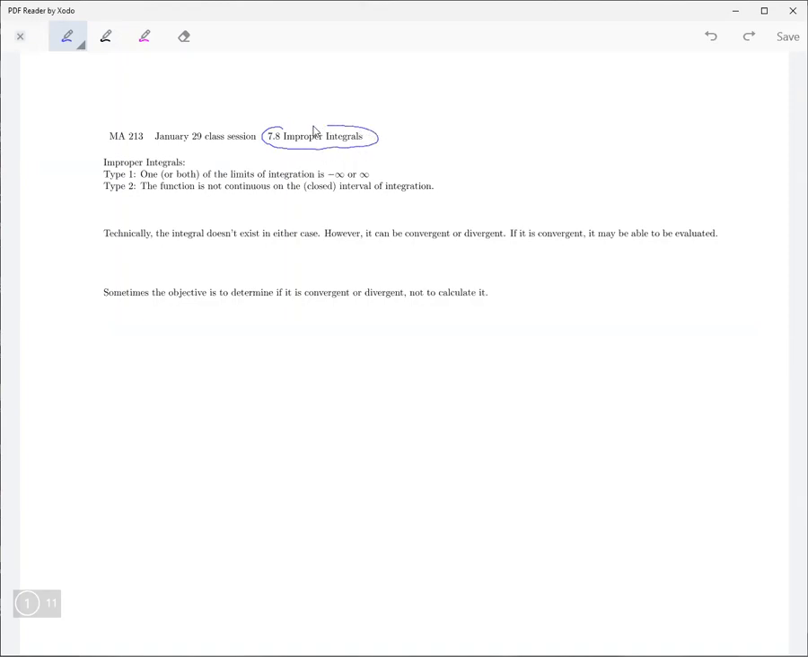About improper integrals, section 7.8. An integral is improper when one or both of the limits is negative infinity or infinity. This is also known as the interval being of infinite length. So, interval of infinite length. That's another way of describing that.